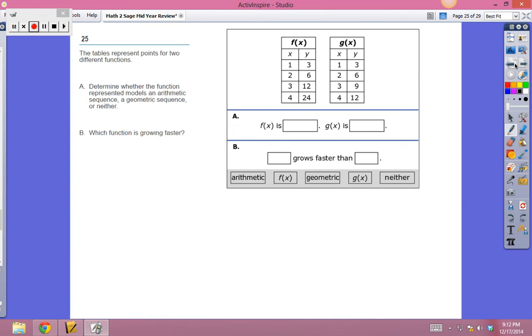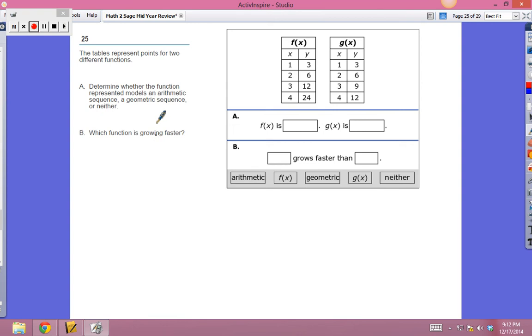Okay, 25. We've never talked about arithmetic sequence and geometric sequence, so you don't know, but they're pretty easy though. Arithmetic grows by addition. Arithmetic is G, because G grows by adding 3, adding 3, adding 3. Geometric is exponential. It grows by multiplication.